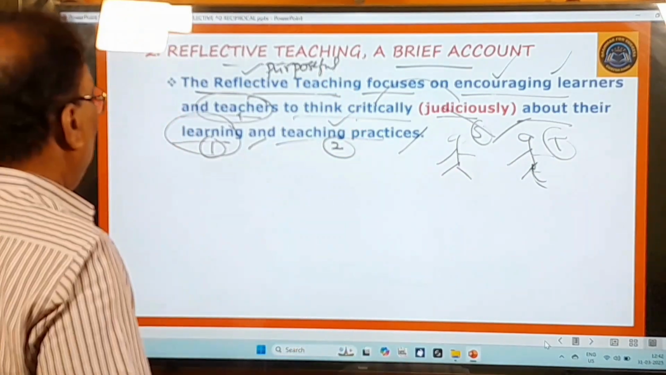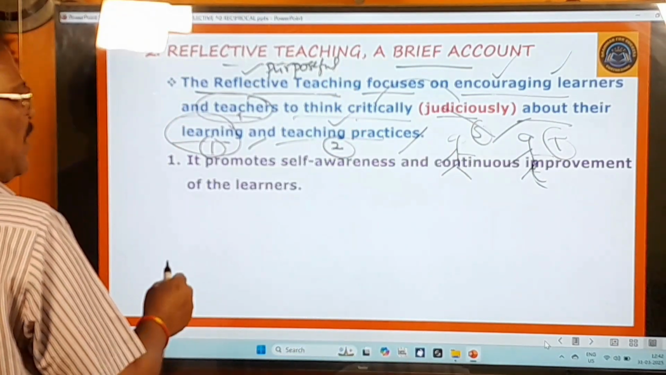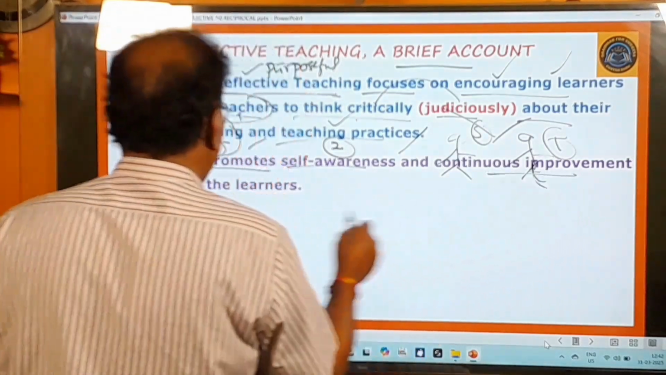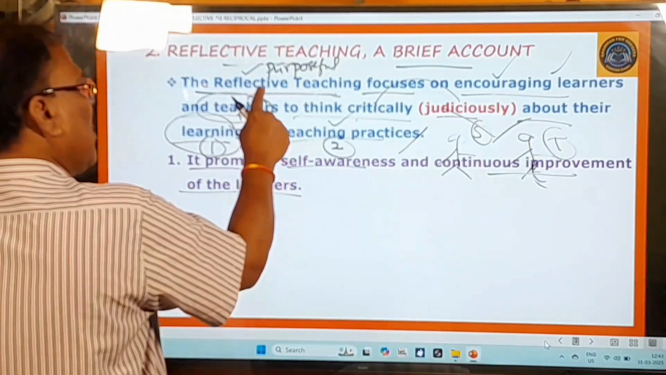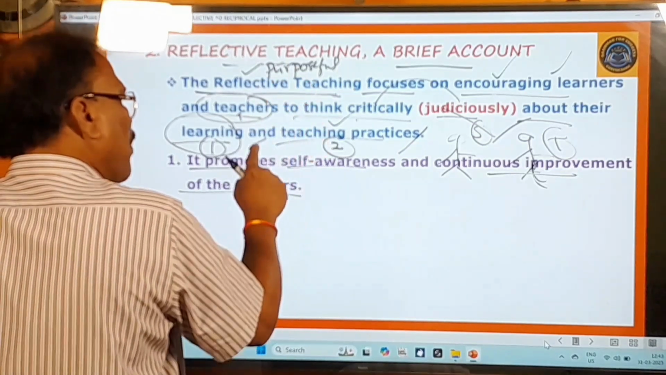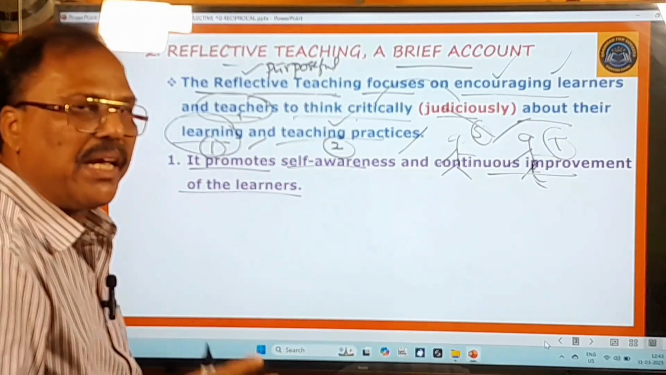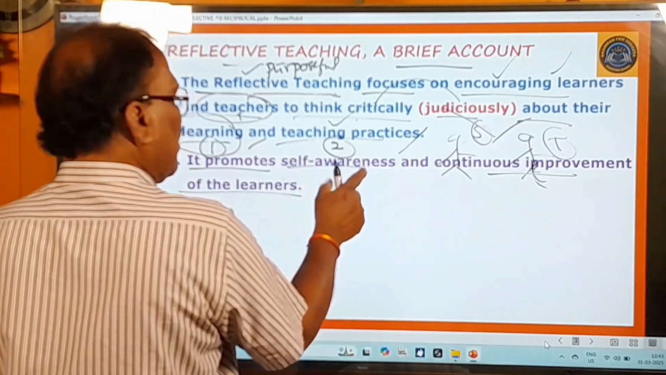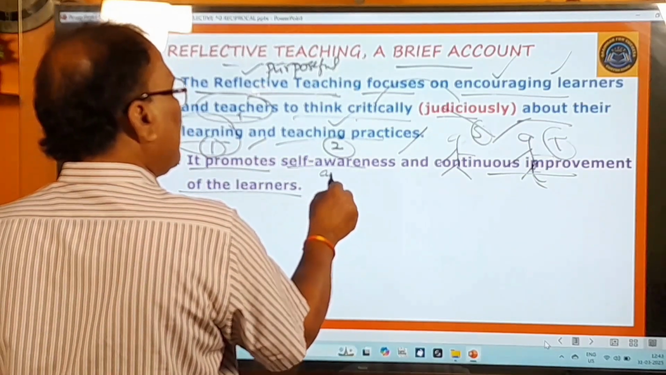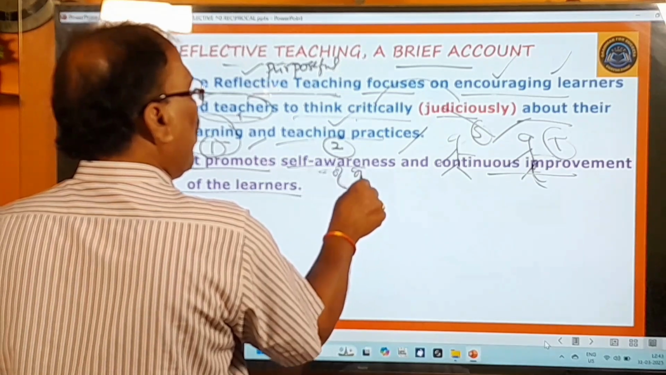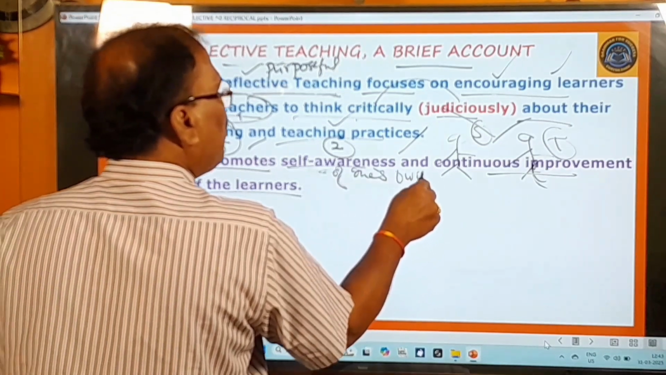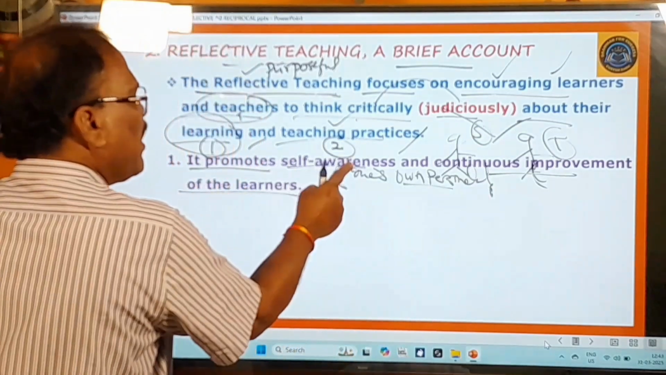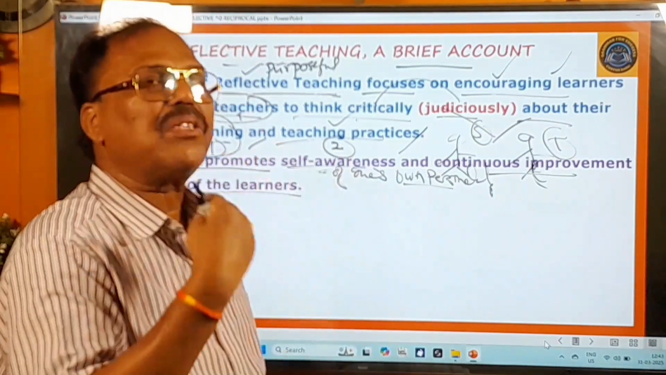The next point about this reflective teaching is that it promotes self-awareness and continuous improvement of the learners. So this reflective teaching aims at promoting, encouraging, supporting what? Self-awareness. Self-awareness means awareness of one's own personality.